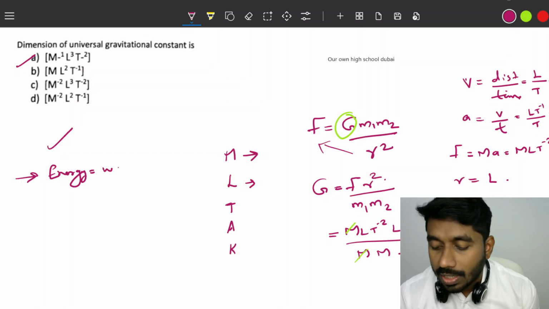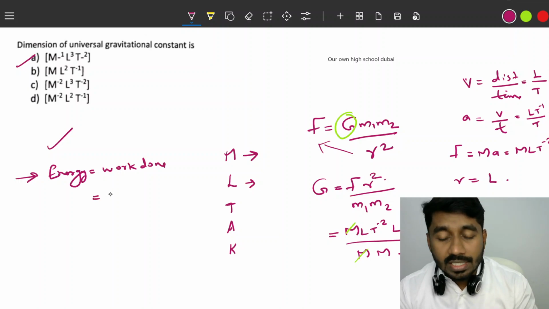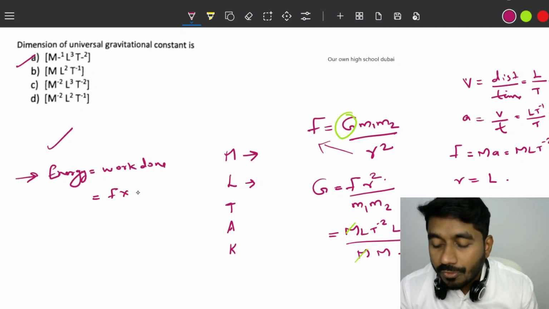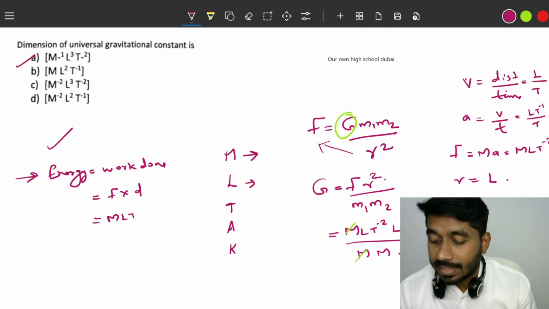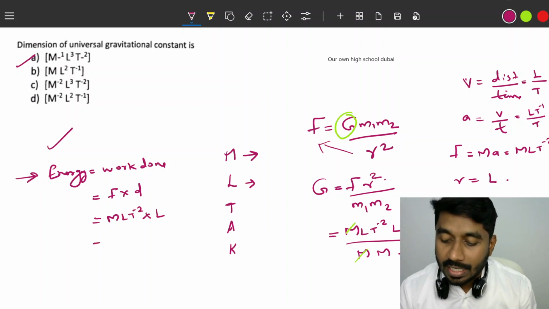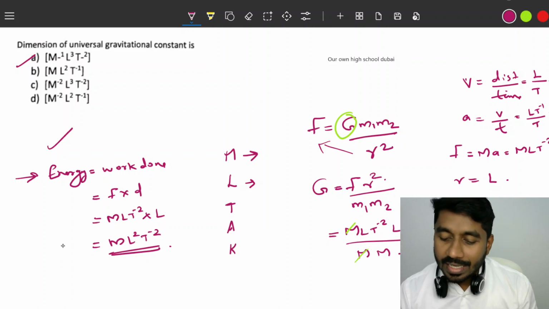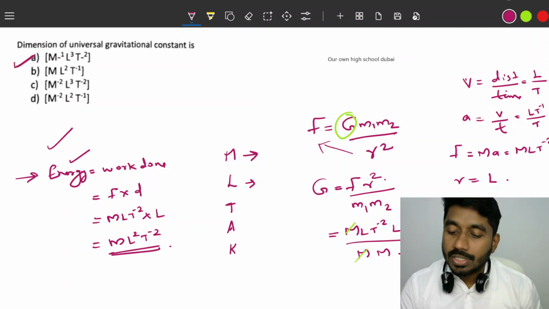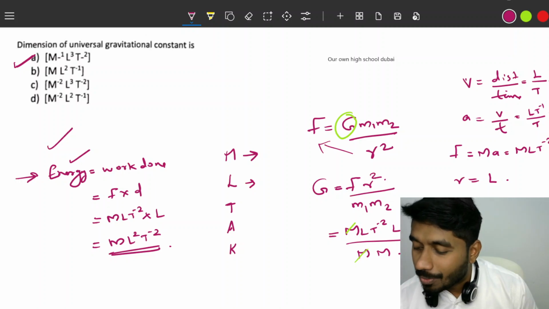Energy equals work done. You can use the equation for energy, or you can find the dimension of energy by using the equation for work done. What is that? Force into displacement, right? So you can write M L T raised to minus 2 multiplied by L, and you will get the answer M L square T raised to minus 2. This is the dimension of energy. It's not asked here, so we got the first answer: universal gravitational constant, M raised to minus 1, L cube, T raised to minus 2. I hope it is very clear.